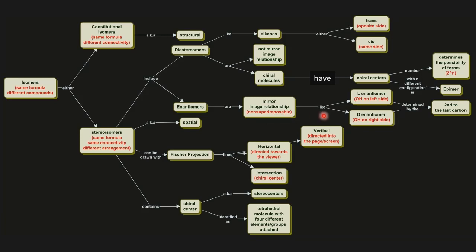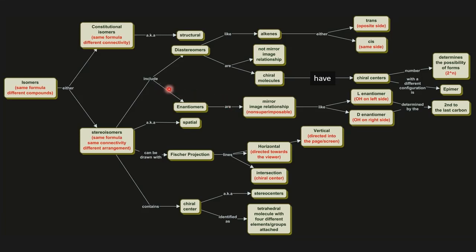There are two types of enantiomers: the D enantiomers and the L enantiomers. In L enantiomers, we find the OH on the left side of the molecular structure, while in D enantiomers we find the OH on the right side. It's easy to determine whether it's D or L, because we examine the molecular structure at the second-to-last carbon, where the OH is located. That's how easy it is to find the D and L configuration of an enantiomer.